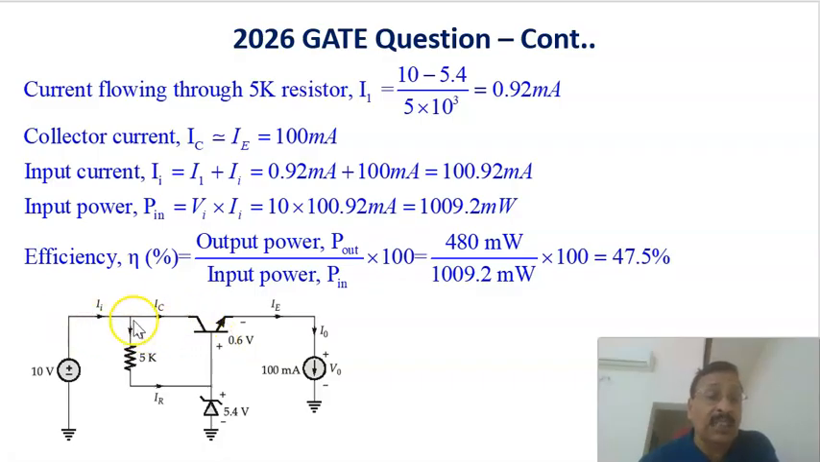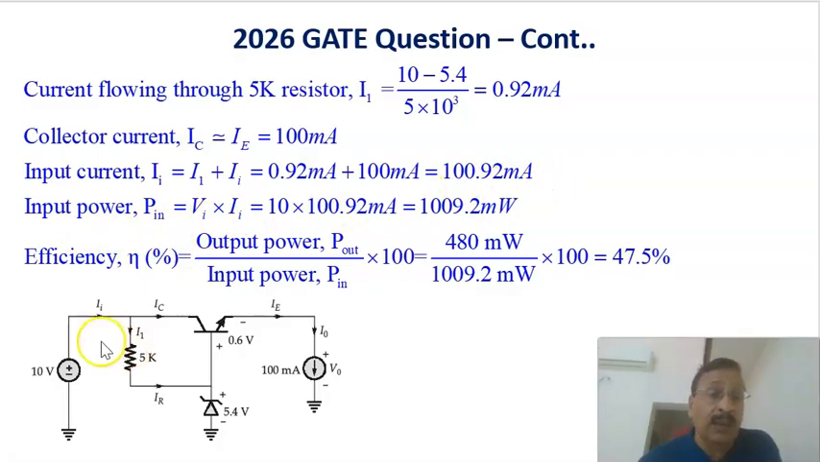So the total input current is equal to 100 milliamperes plus 0.92 milliamperes, which is 100.92 milliamperes. The input current is equal to the summation of the collector current and the current flowing through this one, I1, which is 0.92 milliampere plus 100 milliamperes, 100.92 milliamperes.